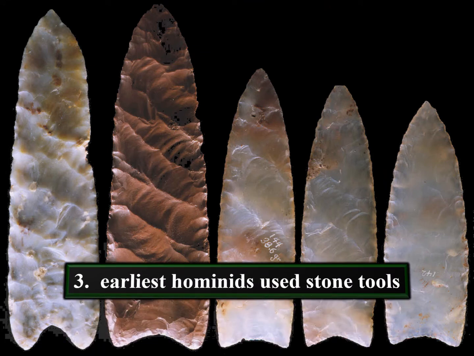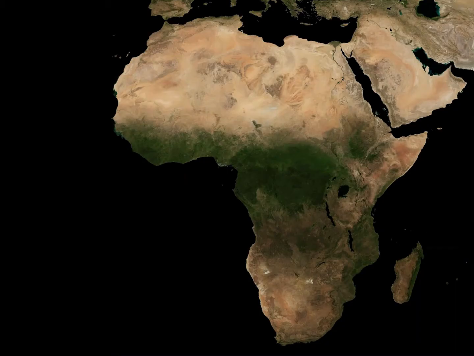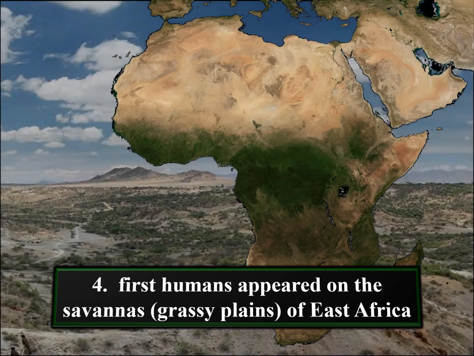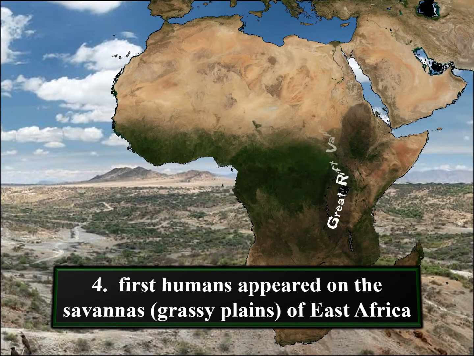The earliest hominids used stone tools. That's why we call it the Paleolithic era, old stone. The first humans appeared on the savannas, or the grassy plains, of East Africa. You saw explanations of these things in the earlier geography lecture. There's the Great Rift Valley there. The eastern part of the savannas, the grassy plains, are in the darker green area.